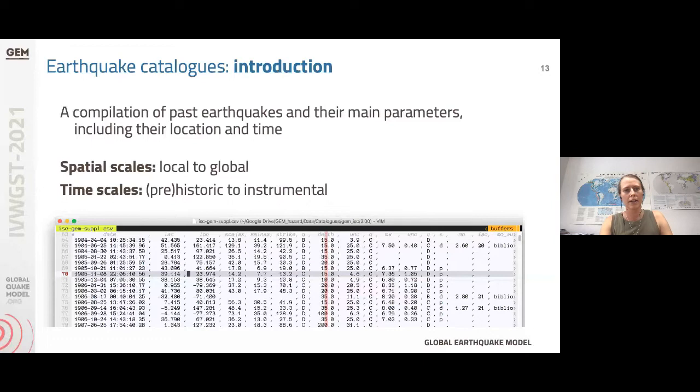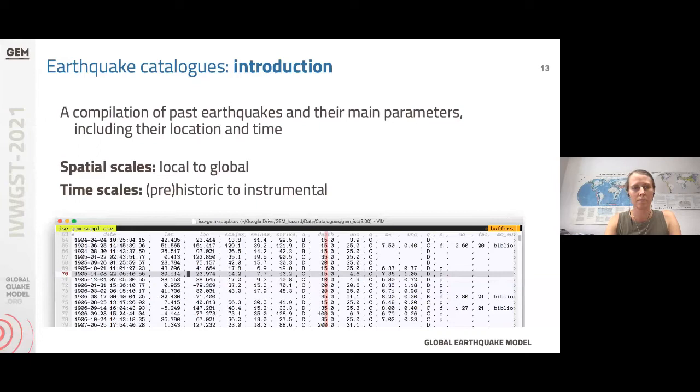An earthquake catalog, as we introduced yesterday, is a compilation of past events and their main parameters, especially including their location and time. Catalogs can cover different spatial scales, ranging from local catalogs that cover just a small area and some isolated seismometer network that's capturing that seismicity, to global catalogs that are covering the entire Earth. And they can also cover different time scales, ranging from historic or even prehistoric to instrumental.